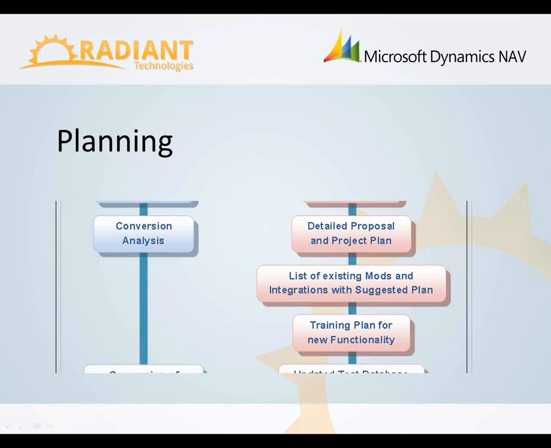And then what we do with each modification is, do we want to bring that over? Is it already included in the new version so we can leave it out? What's our migration path? Do we still need it? Do we still use it? Do we want to modify it when we're doing this upgrade? And then the same with integrations with other systems.